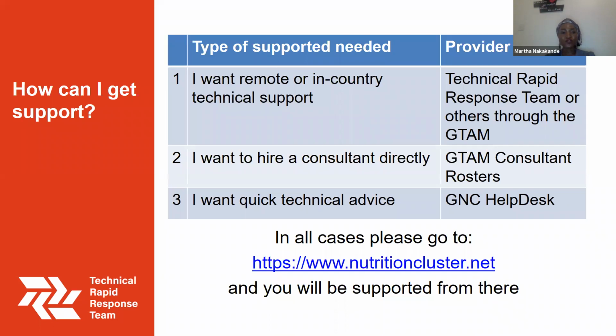In case you need any remote or in-country support, if the travel restrictions are lifted, we have the Technical Rapid Response Team, or other mechanisms from the GTAM. You can also hire a consultant directly. We do have pools of consultants available for CMAM, for micronutrients, for infant and young child feeding in emergencies, and those can be shared with you. If you also want quick technical advice, you can send your questions and concerns to the GNC help desk, at which point you will be given all the relevant information. For any more information, please go to the link shared below, nutritioncluster.net, and you can get as much support from there.